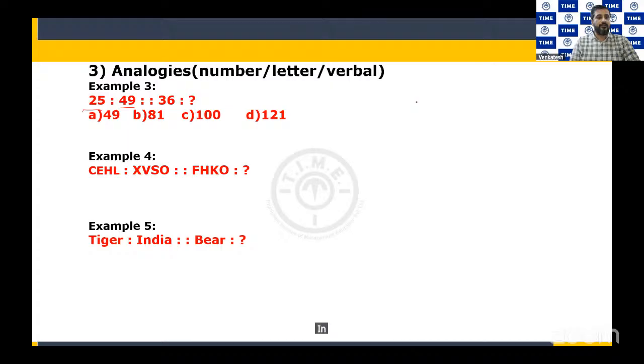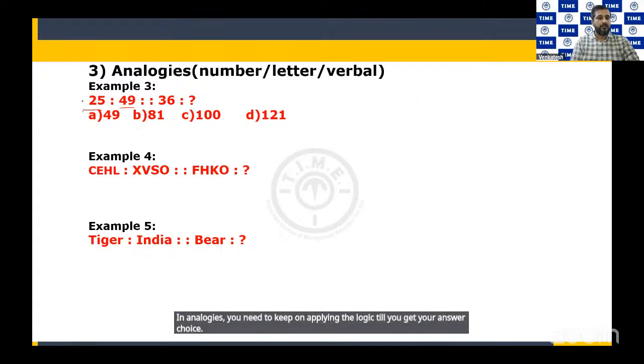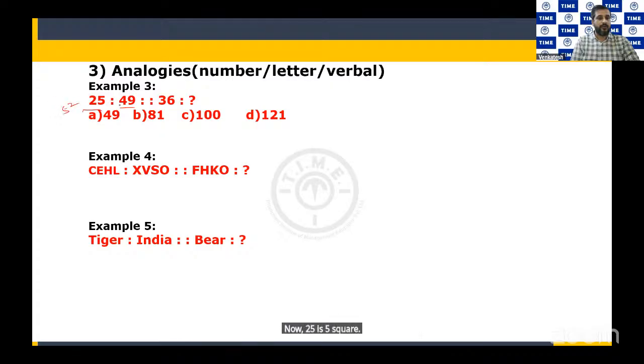In the analogies, you need to keep on applying the logic till you get your answer choice. Now 25 is 5 square, 49 is 7 square, 36 is 6 square. What will be next? That is crucial. Right. Now, what is the logic? You may think that 5 plus 2 is 7, so 6 plus 2 is 8. But 8 square is 64.